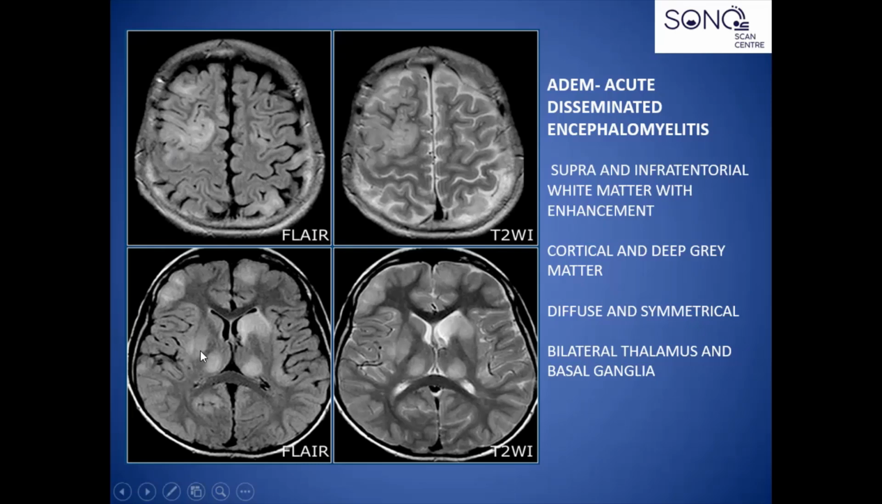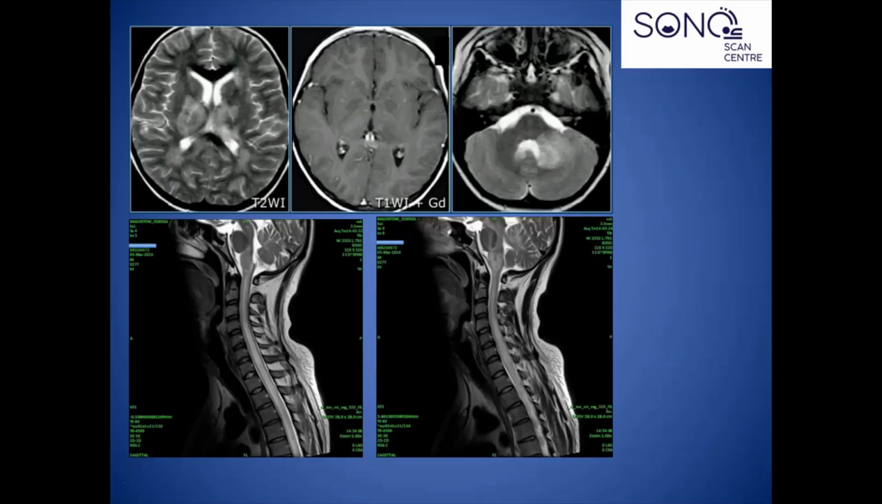These hyperintense lesions, this is a FLAIR sequence, are noted in the basal ganglia. This is the caudate nucleus, the lentiform nucleus, the thalamus is also involved. And apart from that, the gray matter is also involved, the white matter is also involved. So supra and infratentorial white matter with enhancement. So the gray matter involvement, they are diffuse and symmetrical, and they will be associated with the post-viral infection. This is ADEM.